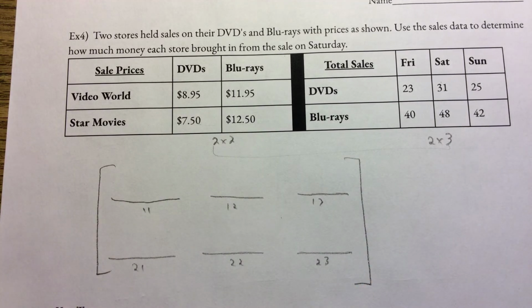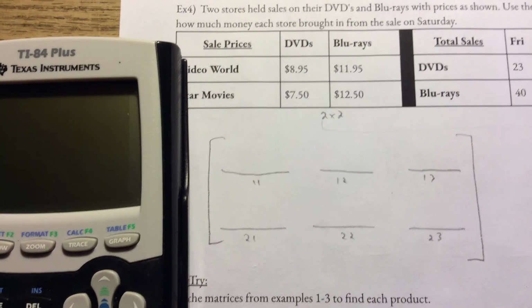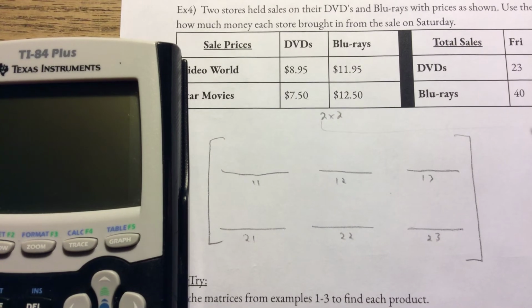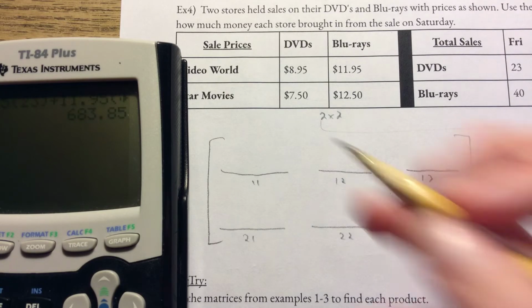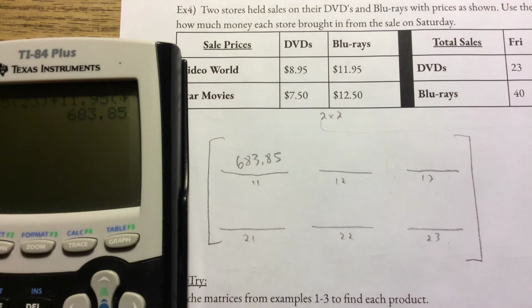Alright, so I'm going to plug these into the calculator on this one. So normally I want you to write them all out, since we already did a couple of writing them out, and I got a lot of decimals and stuff in here. I'm going to plug some stuff into the calculator. So in my first spot, I'm doing the first row times the first column here. So I have 895 times 23, 1195 times 40, and that's going to give me 683.85 here.